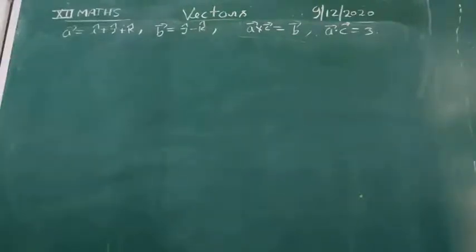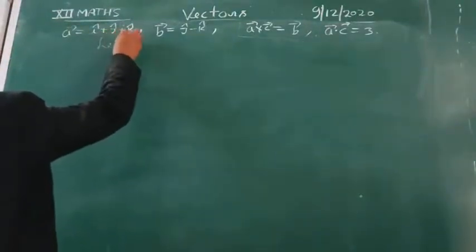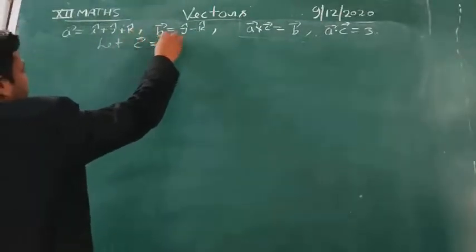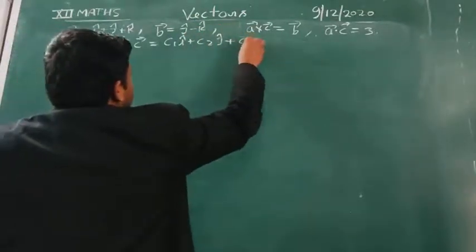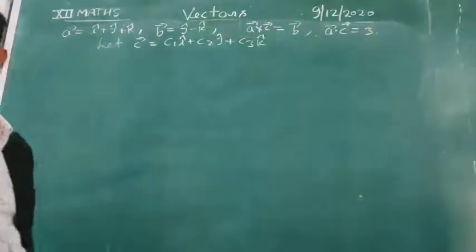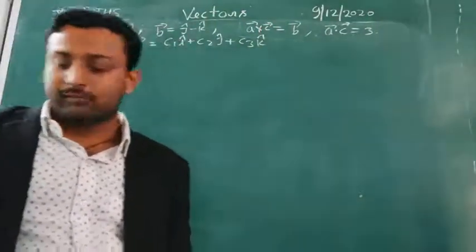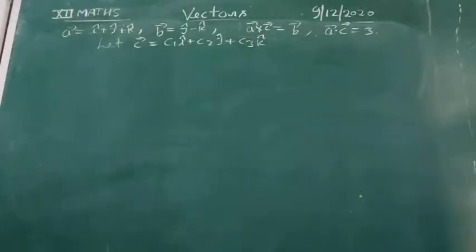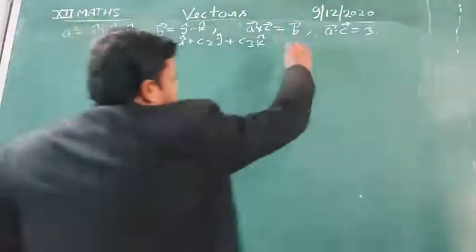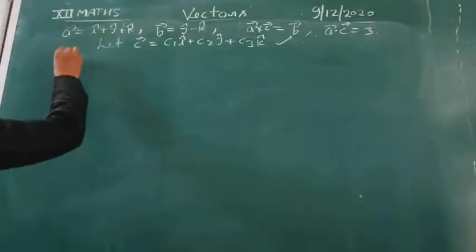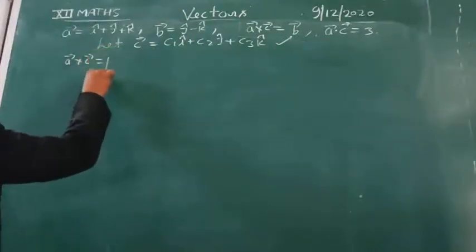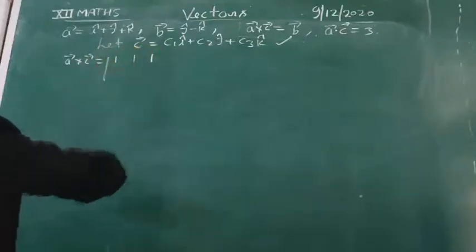Okay, student? So we will take a vector C. Let our vector C be C1 I plus C2 J plus C3 K. Okay, we are taking a vector C which is C1 I plus C2 J plus C3 K. Now we are given A cross C is equal to the vector B. So we will find first A cross C.